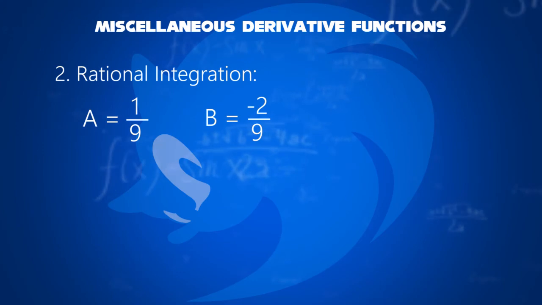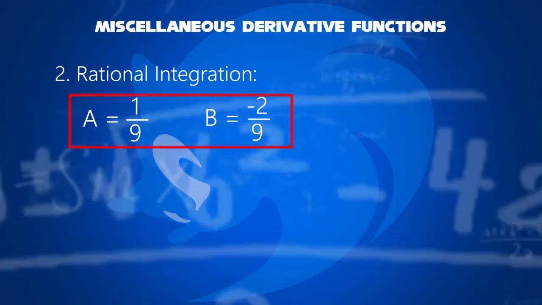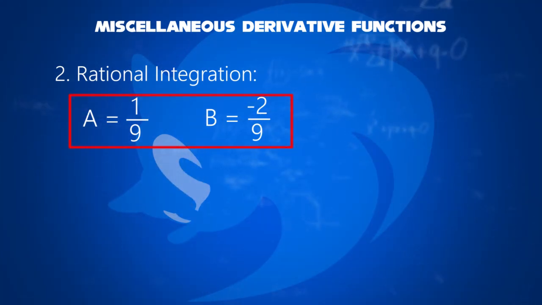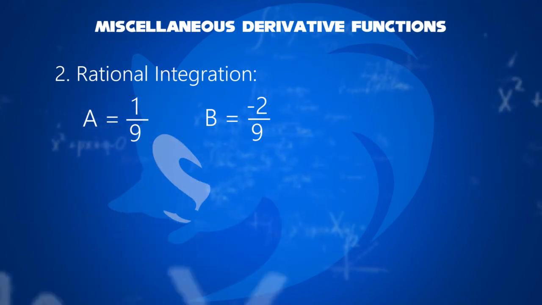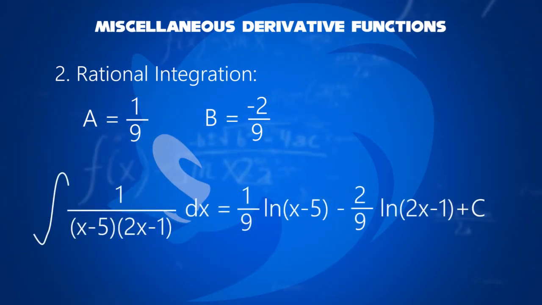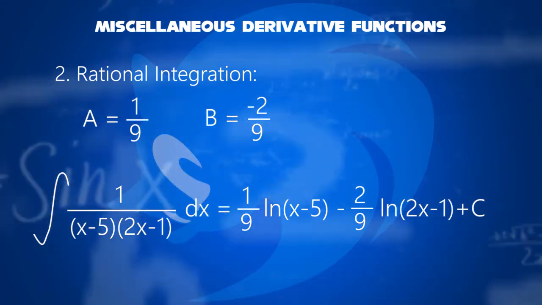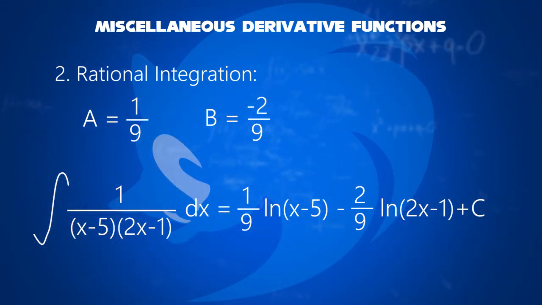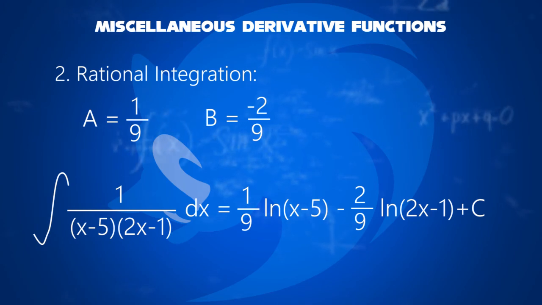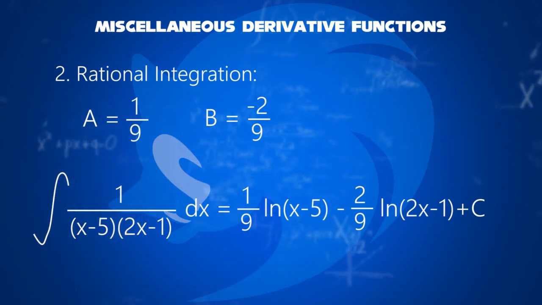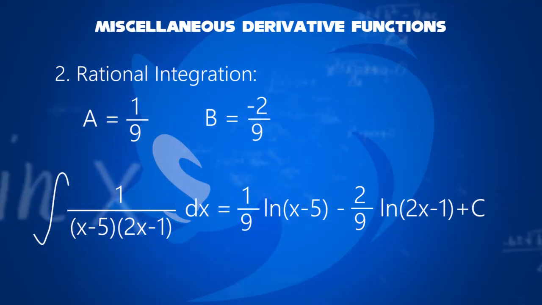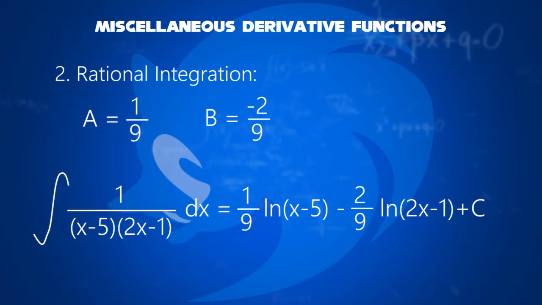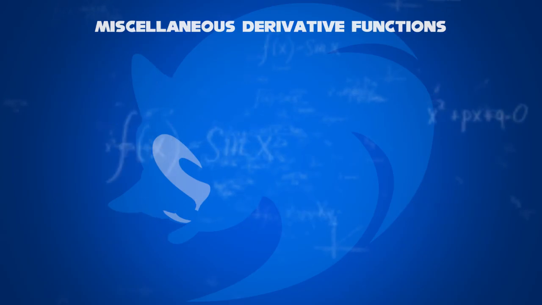Once you have solved this, we get the two values of a and b. a equals 1 by 9, and b equals minus 2 by 9. Then solving the integral with respect to x, we get 1 by 9 times natural log of x minus 5, minus 2 by 9 times natural log of 2x minus 1, plus c as a constant. You can try any other polynomial in the denominator, so this was a miscellaneous topic of derivative functions.